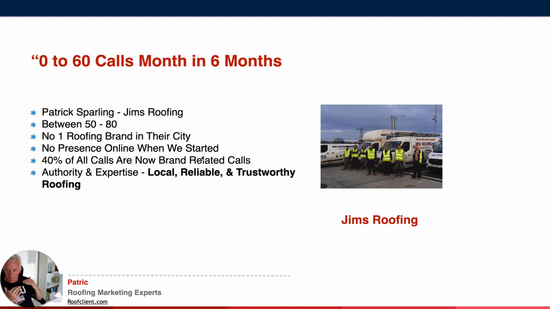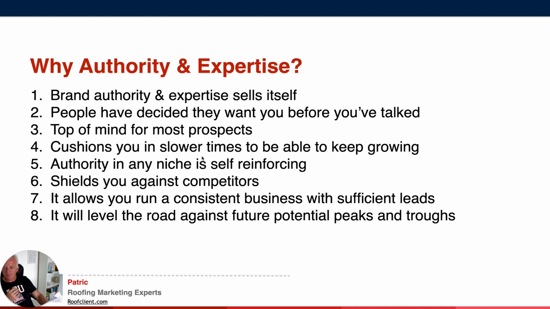They're ranking number one for roofers plus their city. About 40% of all their calls, at this stage, are brand-related calls. Again, their authority and expertise, you can see it in the name here. They're going for that local, reliable and trustworthy roofing contractor. That's their authority and area of expertise. So at this stage, you may be asking, do I have to become an authority and an expert? Well, you do, but it's not where you start.